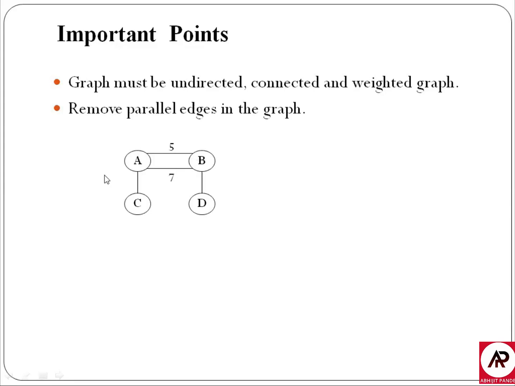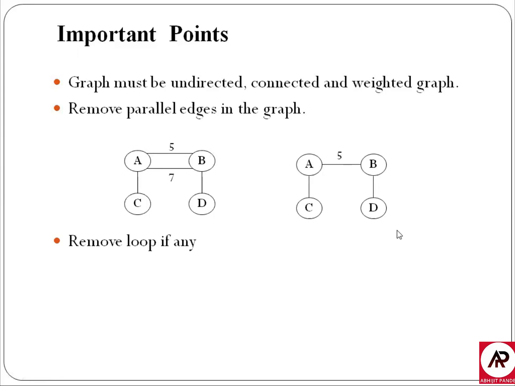Now, in order to remove the parallel edges, we have to discard the edge having the maximum weight and keep the edge having the minimum weight. In this scenario, the minimum weight is 5, so we keep the edge having weight 5, and the maximum weight is 7, so we discard the edge having weight 7. So after removing the parallel edges, our graph looks like this. Here we remove the edge having cost 7 and keep the remaining as it is.